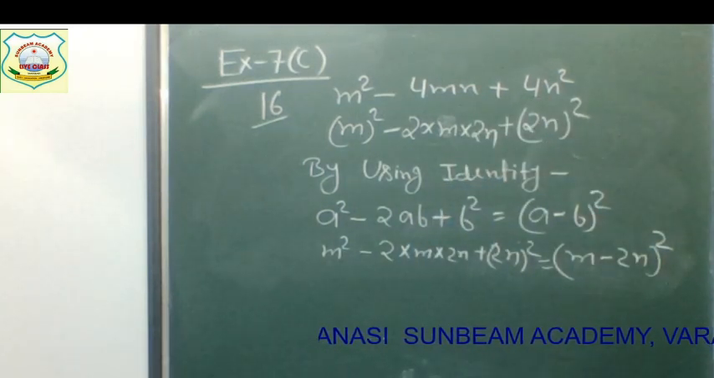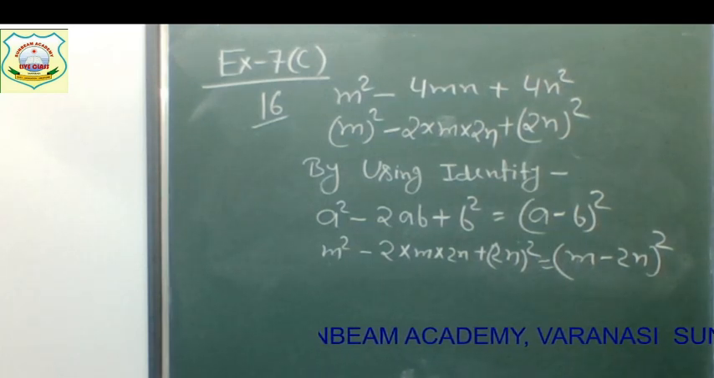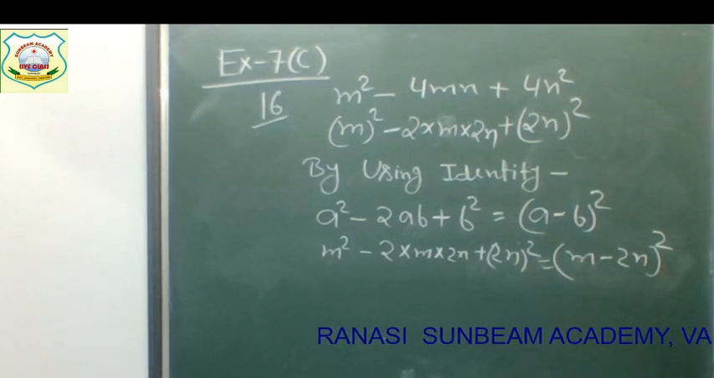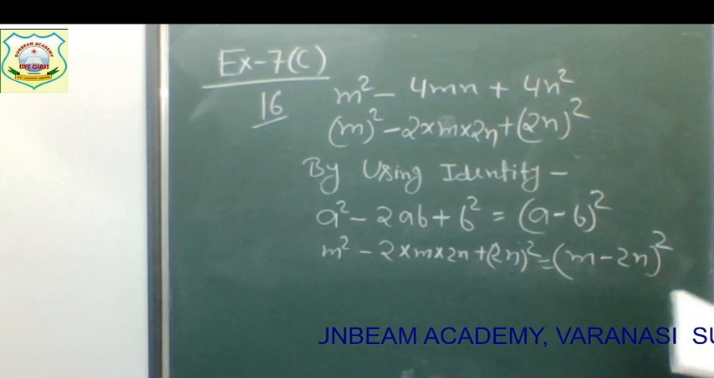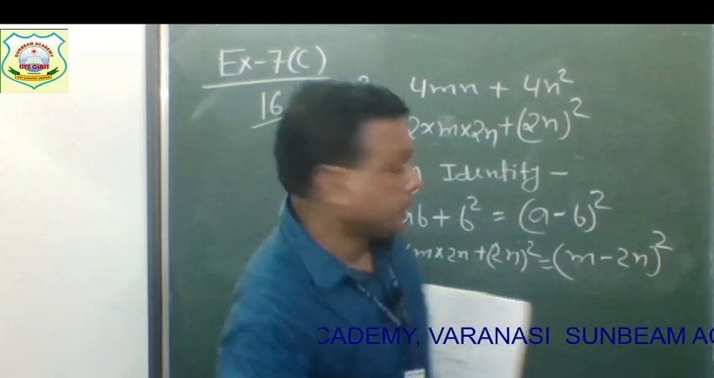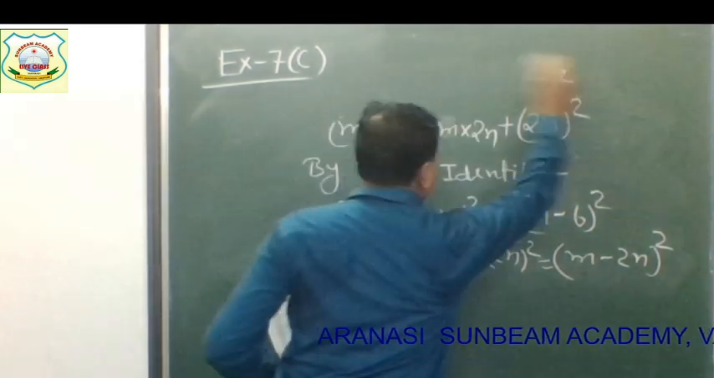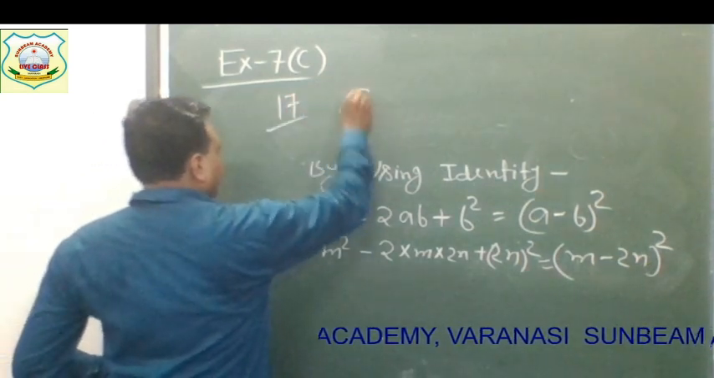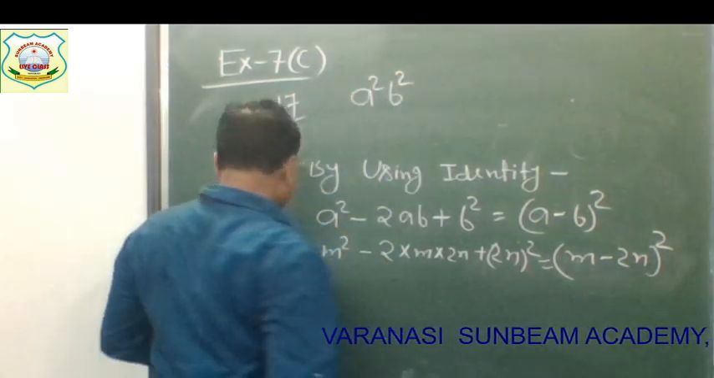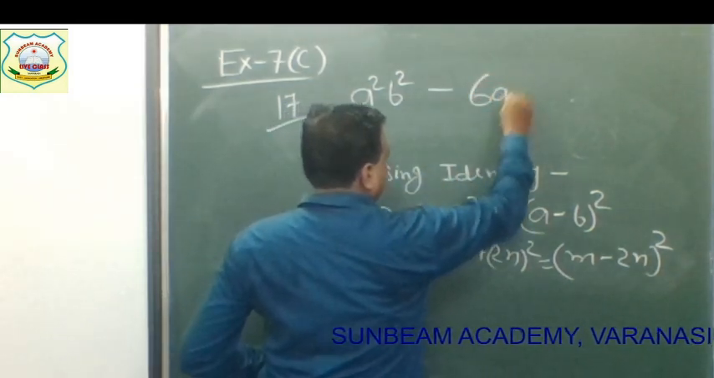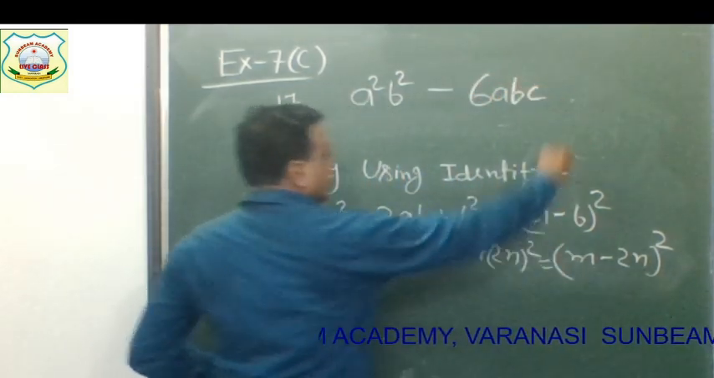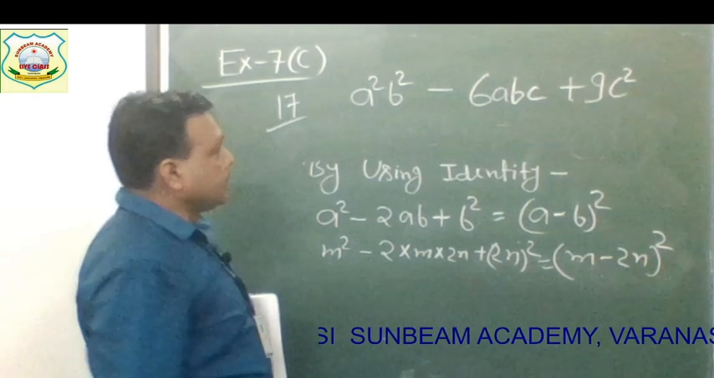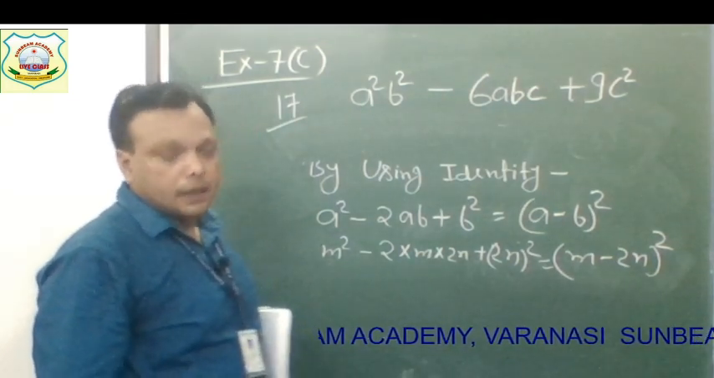16 we have completed. Now question number 17. Question 17 is different from previous. Students, this is different from previous. A square b square minus 6abc plus 9c square. Clear? A square b square minus 6abc plus 9c square.